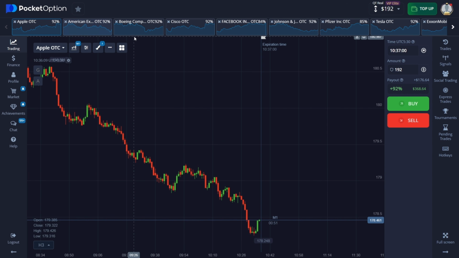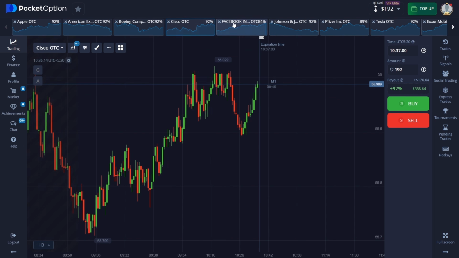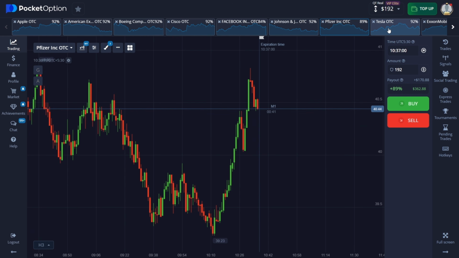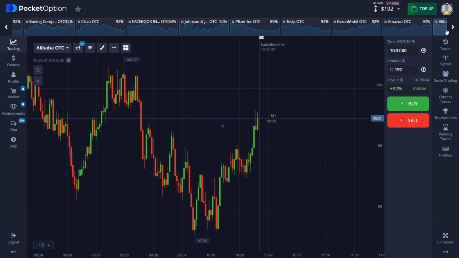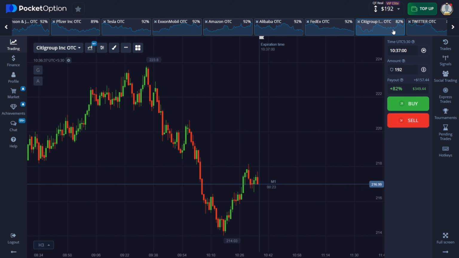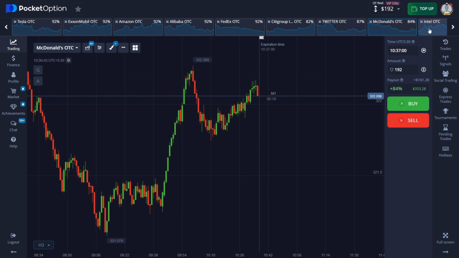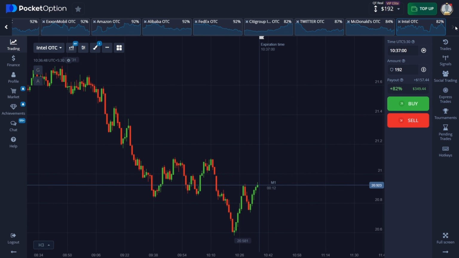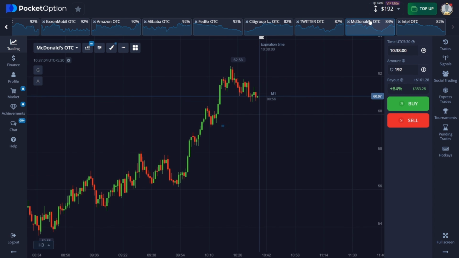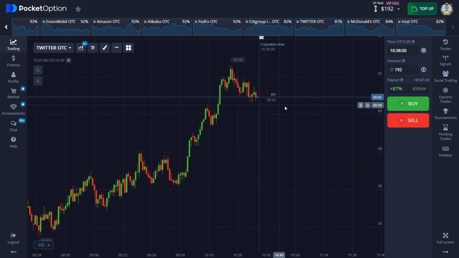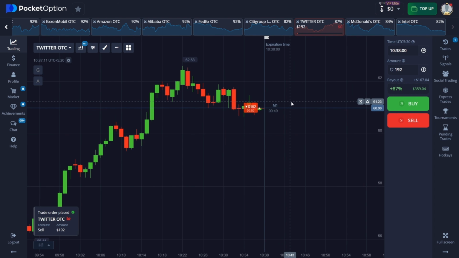Let's find a trade for $192. I'll place the trade for $192 in Intel OTC. But since the candle is already down, we will avoid that. On Twitter OTC, we found a trade and I placed the trade for a downside move.